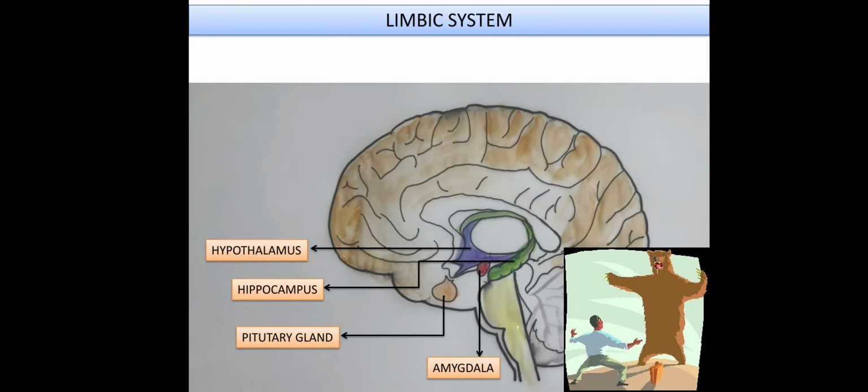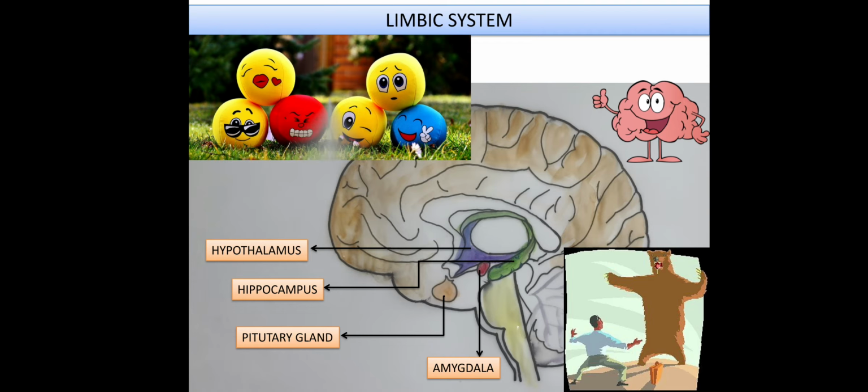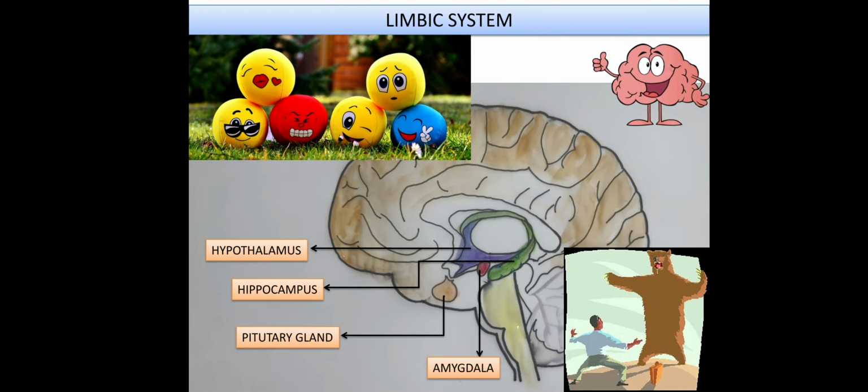There is a hippocampus in the temporal lobe of each cerebral hemisphere. The name hippocampus comes from the Greek for seahorse. Although it has many functions, the hippocampus is best known for long-term memory.